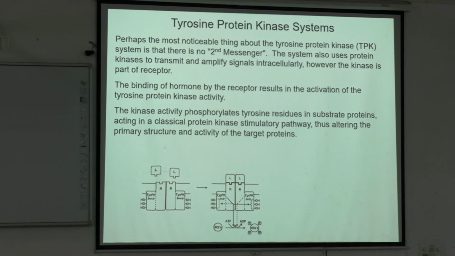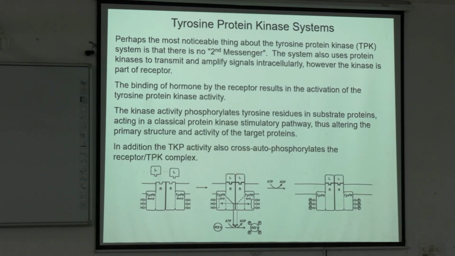When the hormone comes near the receptor, they come into close association. Then phosphorylation takes place. This is a sign of phosphorylation. How? This subunit phosphorylates this one, and this subunit phosphorylates this one. As a result, we get a phosphorylated receptor.